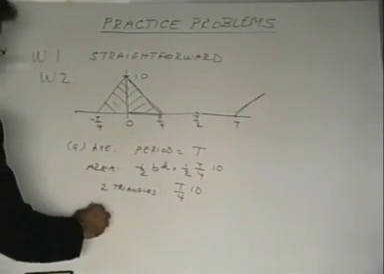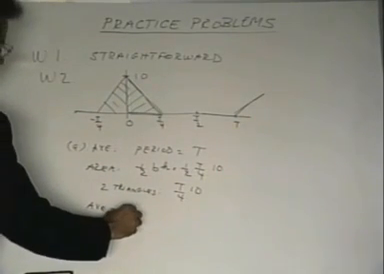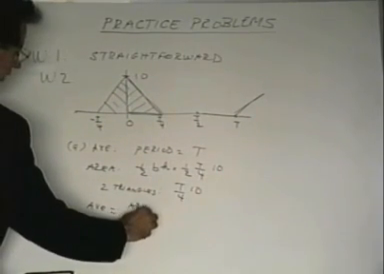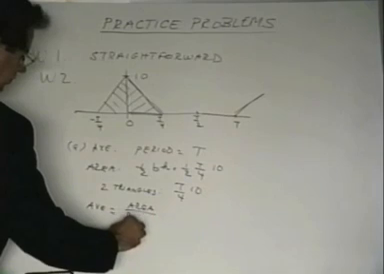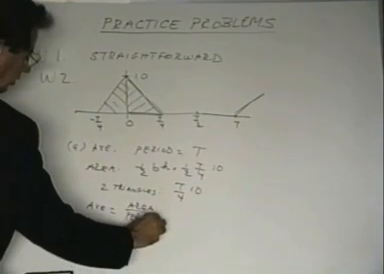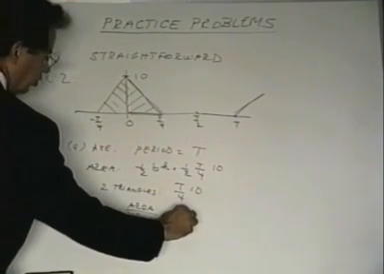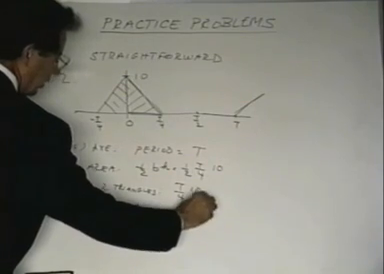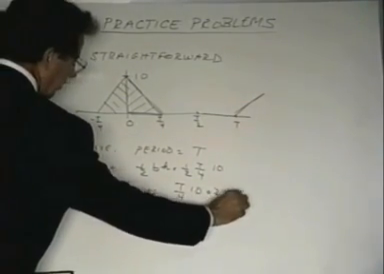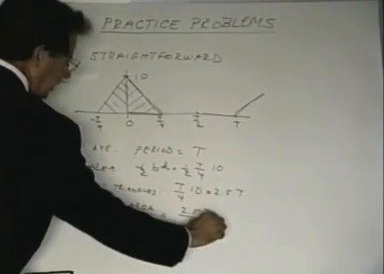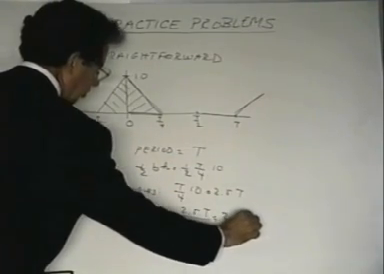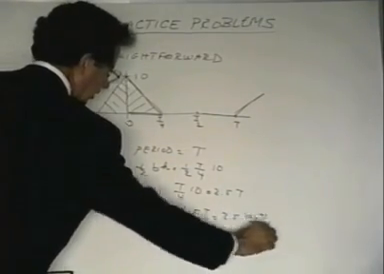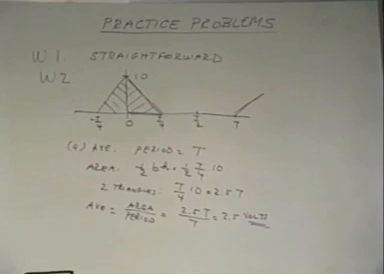Therefore, the average value would be the total area divided by the period. So I take the total area of 2.5 times T, and divided by T, that gives me 2.5 volts for an answer. 2.5 volts would be the average value after rectification.